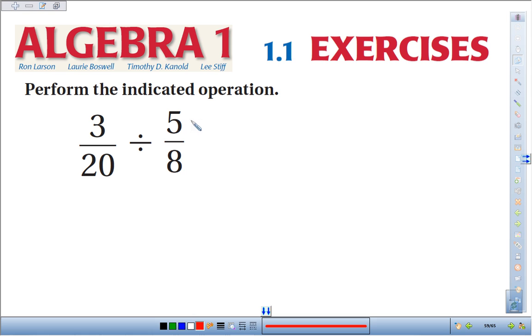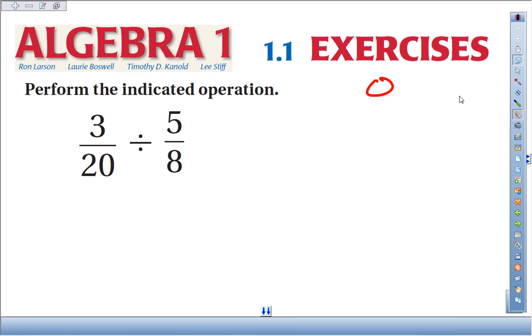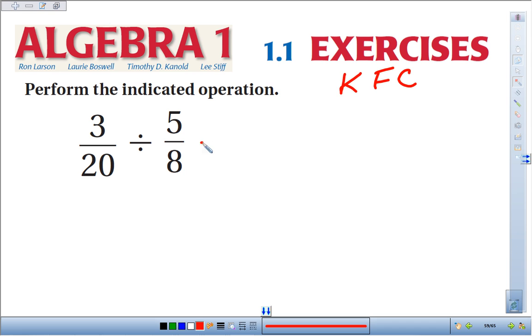The first one is we can think of good old Colonel Sanders. I'm not even going to try to draw Colonel Sanders, but the KFC guy. We keep the first fraction, we flip the second fraction, and we change the symbol to multiplication. So if we use the KFC idea, we're going to keep the first fraction, 3/20. We're going to flip the second fraction to 8/5, and we're going to change the symbol to multiplication.